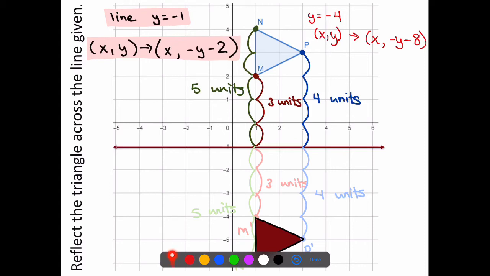So all I'm doing is doubling the number of the line that we're reflecting over. If it's negative 4, it's now negative 8. If it was negative 2, it'd be negative 4. If it was negative 3, it'd be negative 6.